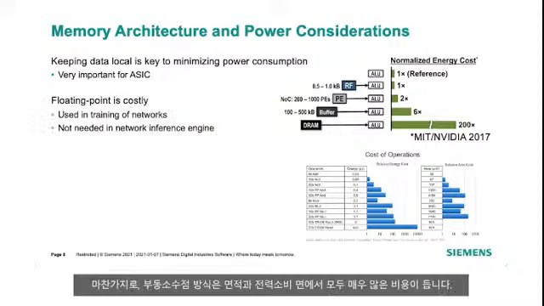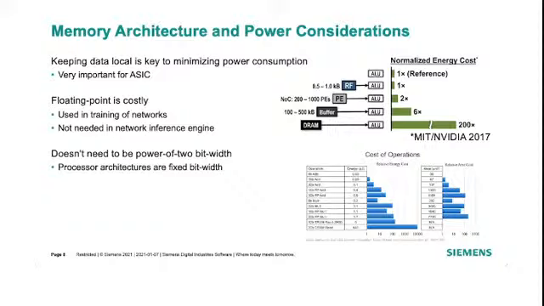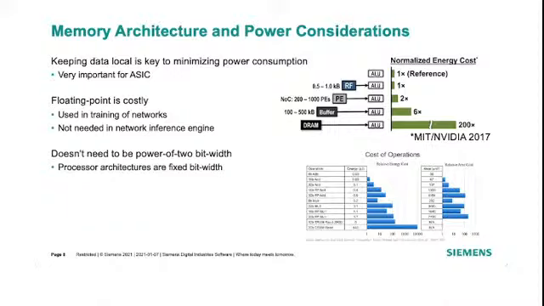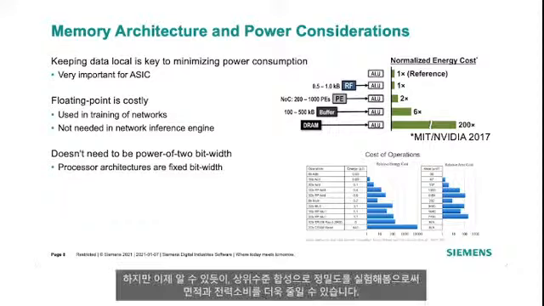Likewise, floating point is very costly for both area and power. Although floating point is needed and used in the training of networks, it is typically not needed in the network inference engine. And lastly, the precision of the inference engine implementation does not necessarily have to be a power of 2-bit width. Processor architectures are fixed at power of 2-bit widths such as 8, 16, and 32 bits, but as we will see, high-level synthesis lets us experiment with precision and further reduce area and power consumption.